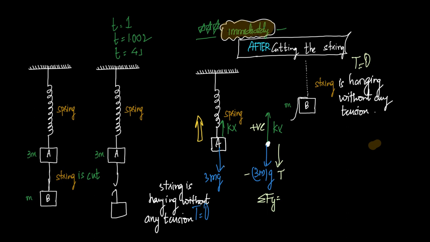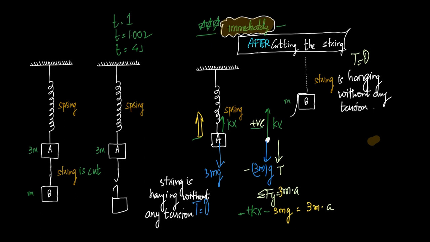So if we were to write sigma fy is equal to, is it 0? No, there is some acceleration, so that will be m into a. What is sigma fy? Plus kx, positive along the direction of motion. So we have plus kx minus 3m into g. Oh wait, this is not ma, this is 3m into a. Will be equal to 3m into a, right?